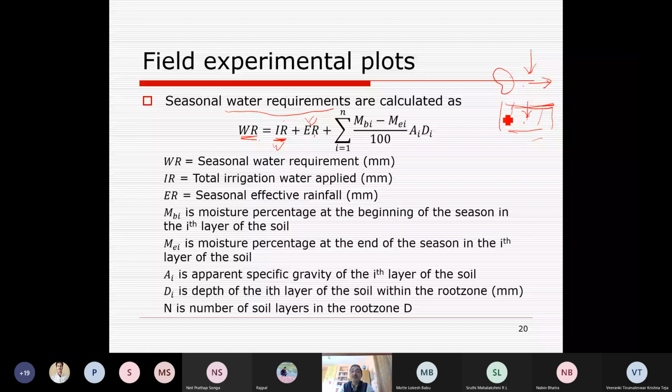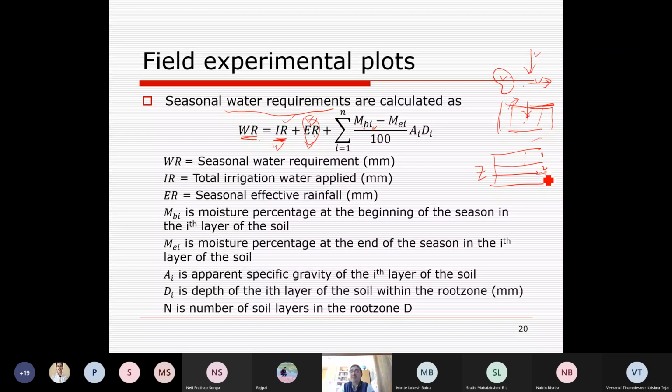plus the difference in soil moisture between the beginning and end. We assume that up to the root zone depth, say Z, there are different soil layers: layer 1, layer 2, layer 3. For every layer we find the beginning soil moisture content in the ith layer, B for beginning, and E for ending soil moisture. From that we can find the total or seasonal water requirement of the crop. D is the total depth, Di is the depth of an individual layer, and Ai is the apparent specific gravity of the soil in the different layers. So that is the field experimental plot method.